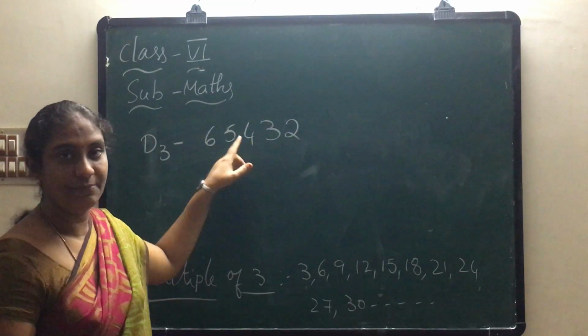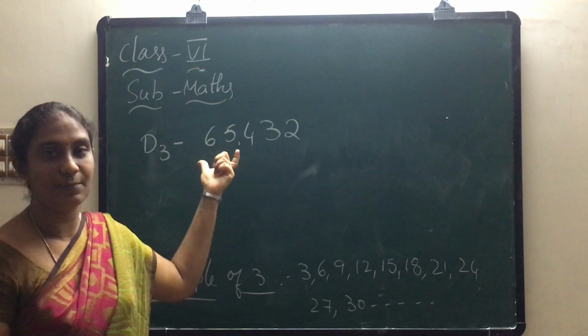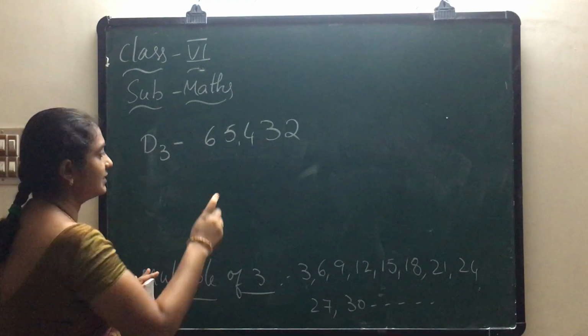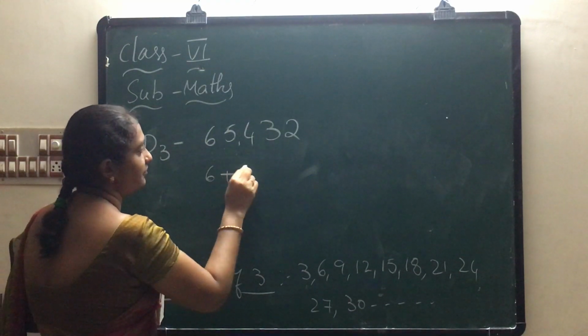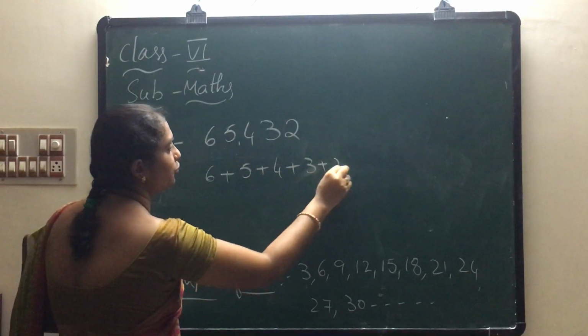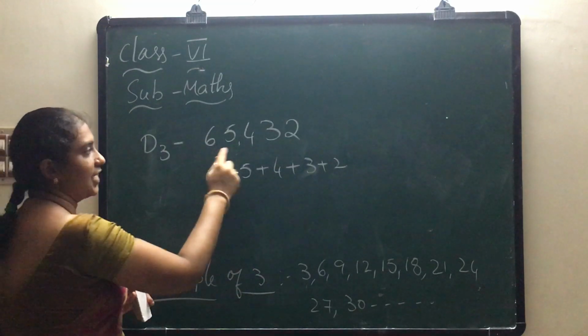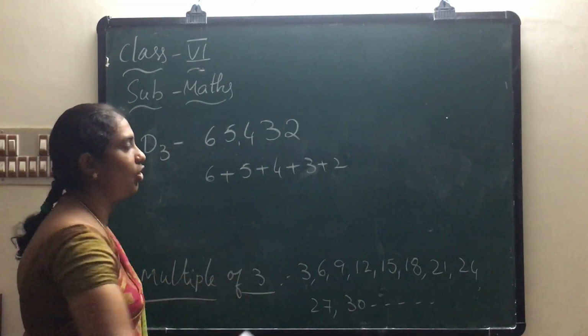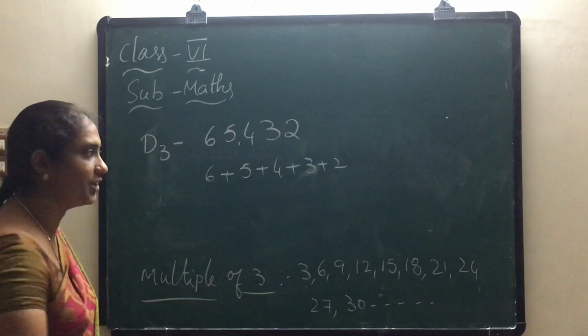For this 5 digit number, we have to add the numbers. Sum of the digits I told, no? Sum means we have to add the numbers. Means 6 plus 5 plus 4 plus 3 plus 2. Okay children, we have to add all the digits. Now, by adding all the numbers, what is the answer we got here?